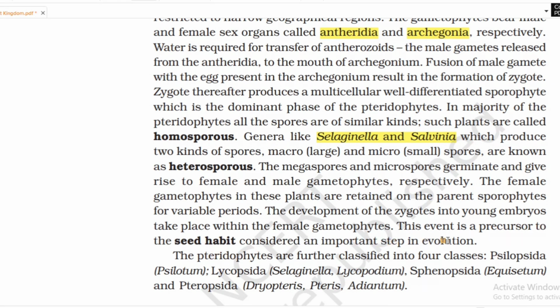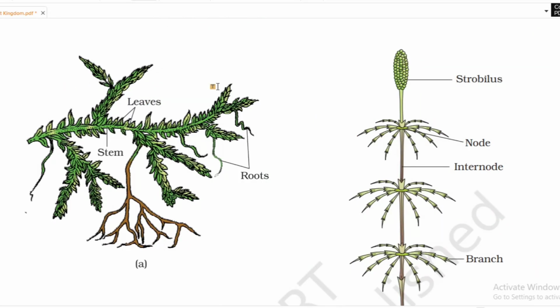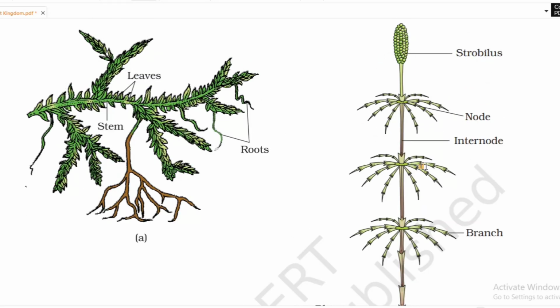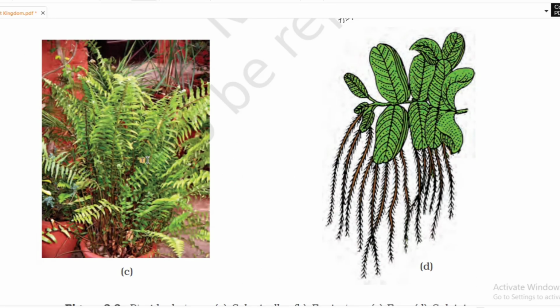The pteridophytes are further classified into four classes: Psilopsida, Psilotum; Lycopsida, Selaginella and Lycopodium; Sphenopsida, Equisetum; Pteropsida, including Dryopteris and Adiantum. This represents Selaginella. Actually, it has microphylls, very small leaves, and the one beside it is Equisetum, and this is the fern, which has macrophylls. The last one is Salvinia.